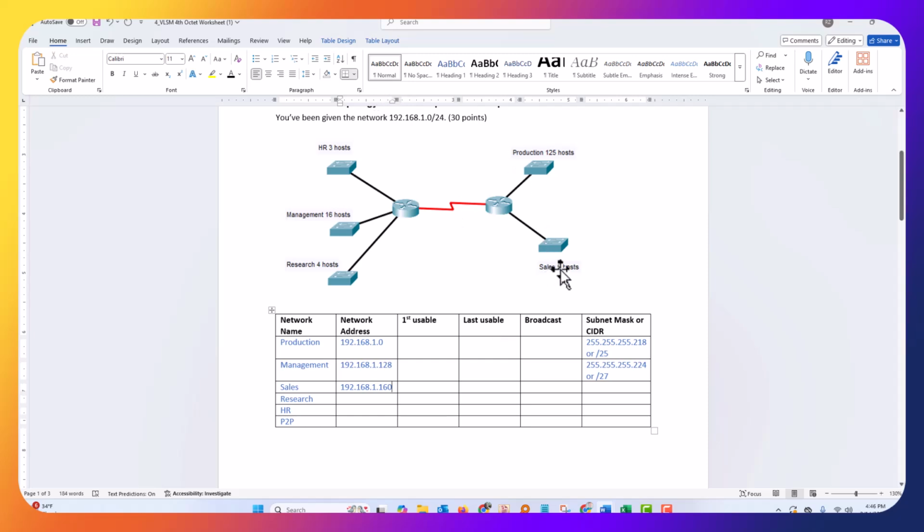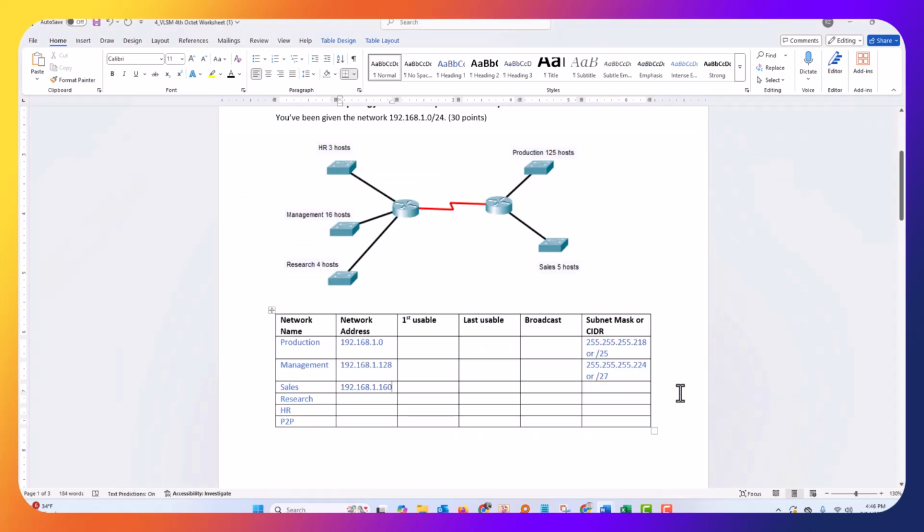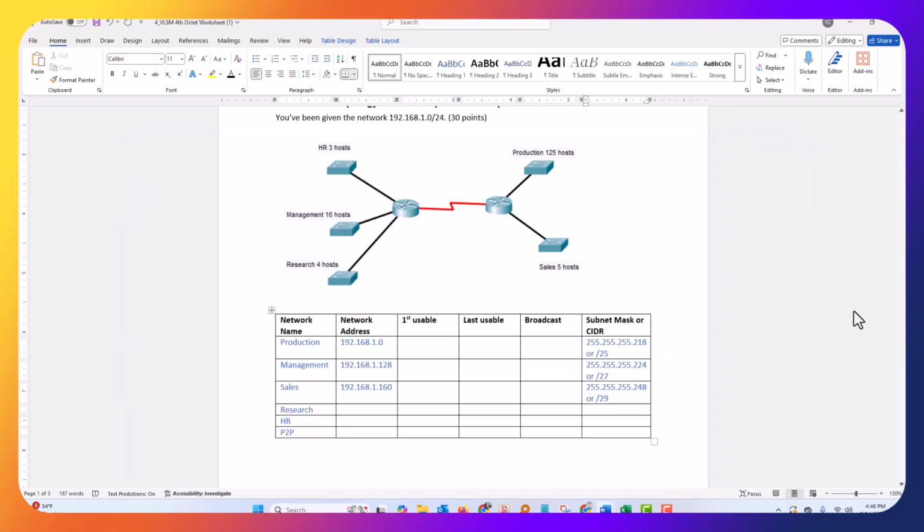For sales, I need 5 hosts. Well, I can't get 5 hosts out of this one, but I could get it out of this one. So that would be the /29, or the 248 in the fourth octet. And that would also mean an increment of 8 in the fourth octet. So 8 in the fourth octet, 192.168.1.168.